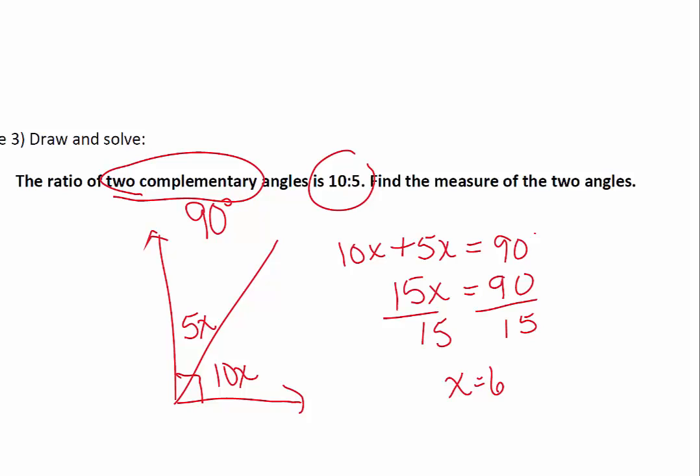And check and make sure that this is making sense. So this angle would be 10 times 6, and this angle would be 5 times 6, which happens to make 90. Looking good. Found the measure of the two angles.